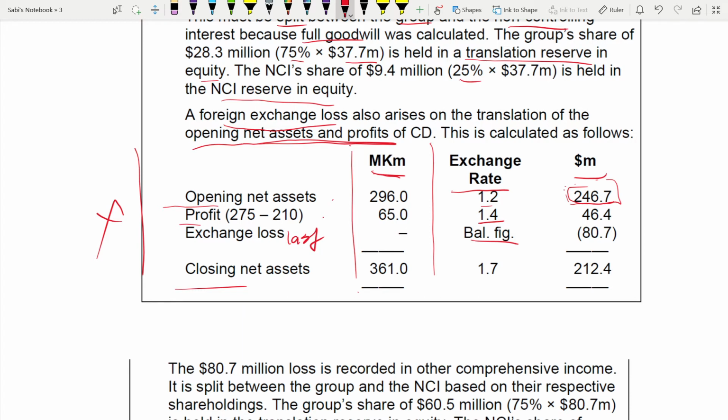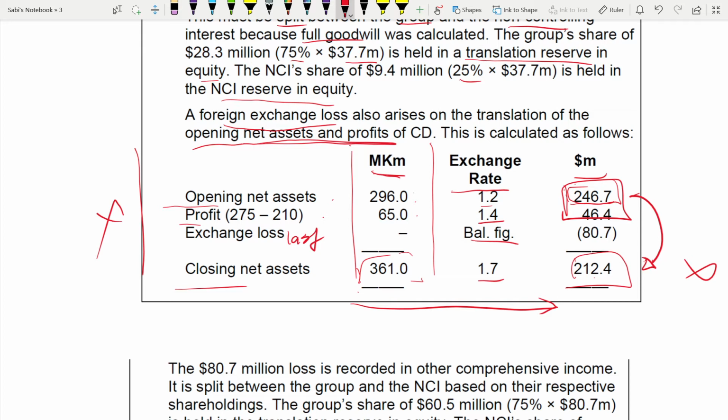Closing net asset: finally, opening net asset plus profit is the closing net asset. After that, closing will be at the closing rate only. So you will get this amount across. If you go across like this, you will get 220.4. But when you come down like this, 246.7 plus 46.4, this amount will not match with this. It will be something much greater than 212.4, because what you convert across should be the same as when you have added from top to bottom, right? But it's not matching.